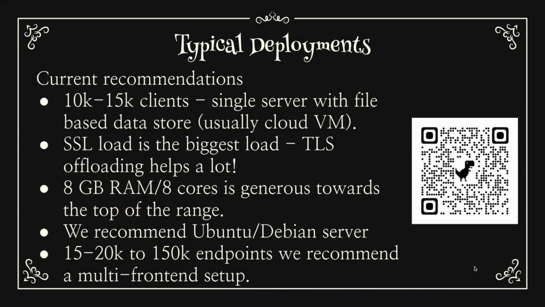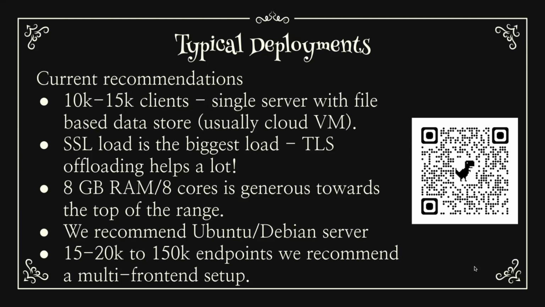So as you can see on the screen, typical deployments are 10 to 15K, maybe up to 20K would be the limit that we'd have on a single server setup. We can deploy multiple front ends if we need to. And we've seen up to 150,000 endpoints with a multi-front end setup. But it really depends on the environment. Most of the engagements that I see are never above 20,000. 20,000 would be a really big one. But the resources on the server side are fairly low for even up that high. You can see 8 gigs RAM, 8 cores is pretty generous at the top end of the range.